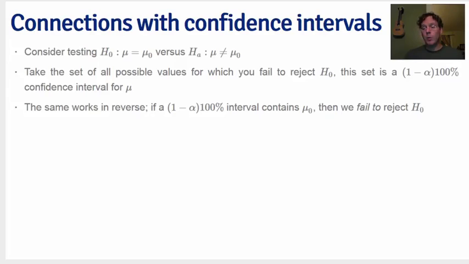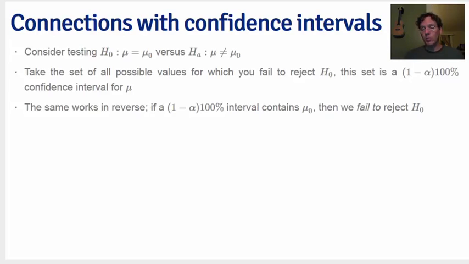You might be wondering whether or not those two statements could ever disagree, and it turns out that no, they can't. Checking whether or not mu naught is in the interval is identical to performing the two-sided hypothesis test, with the caveat that the alpha used for the hypothesis test has to be equal to 1 minus alpha for the confidence interval.